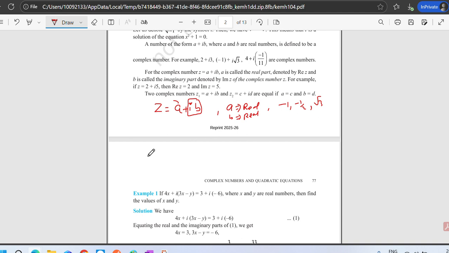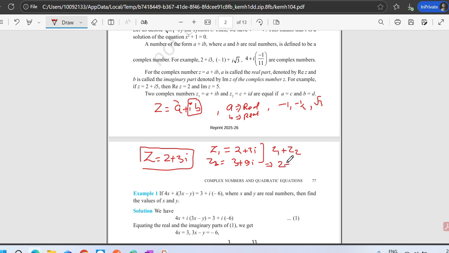Okay, so here let's say we can write z as 2 plus 3i. So this is a complex number, by the way. Suppose you have two numbers like z1 is equal to 2 plus 3i, and z2 is equal to 3 plus 9i, and you have to add them. Let's say you have to add z1 plus z2, so you can just easily add. z1 is 2 plus 3i and z2 is 3 plus 9i.